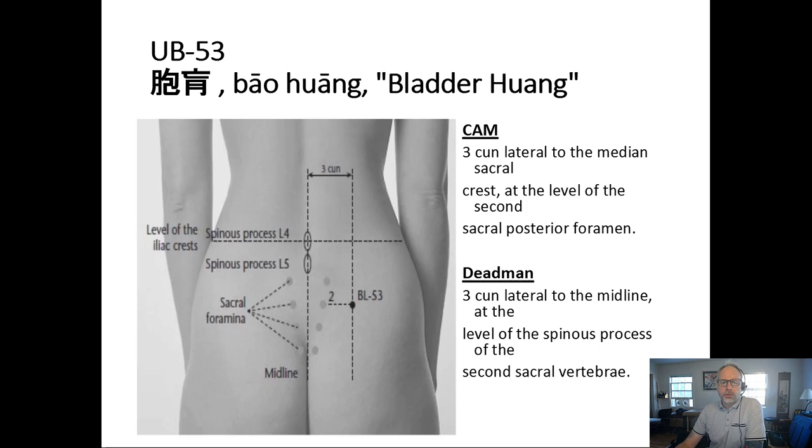So UB53 is 3 Sune lateral to the midline, level with the spinous process of the second sacral vertebrae. So just remember how to find that 3 Sune. It's from the center of the spine to the edge of the scapula. That gives us our 3 Sune all the way down. Then we're going to correlate that 3 Sune to the second sacral vertebrae.